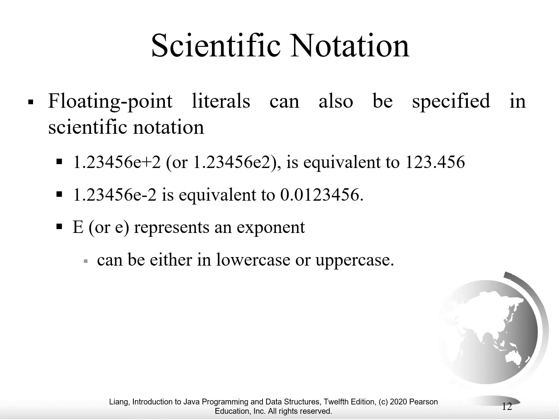We can specify floating point literals in scientific notation using the lowercase or uppercase e to denote the appropriate power of 10. Thus the number 123.456 in scientific notation is 1.23456 e plus 2, where the plus sign is optional. And the number 0.012346 in scientific notation is represented as 1.23456 e negative 2, where the negative sign is required.